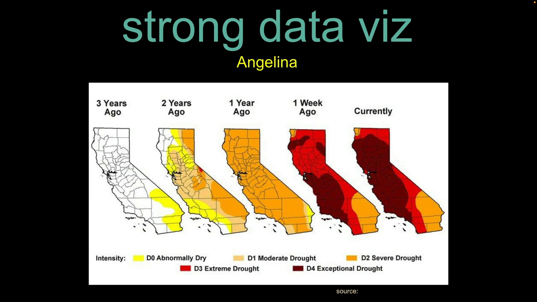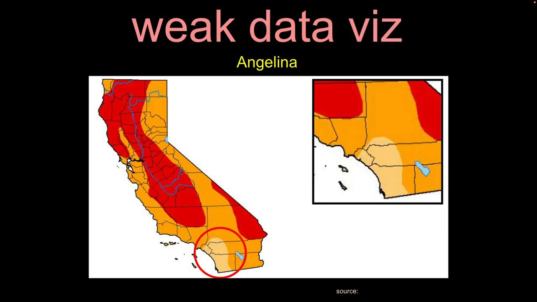We have the variables labeled fairly clearly. As Angelina was saying, there's only a small number of categories, so it's pretty conspicuous what's going on. Okay, good. How about this one? Why is this one weak?